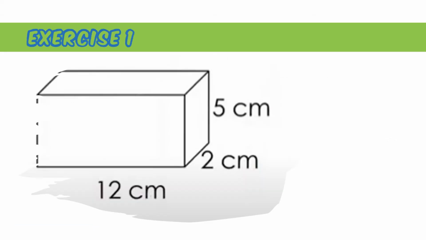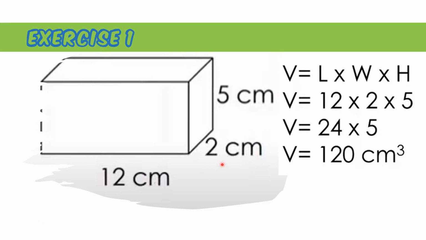Exercise number 1. Okay, let us find the volume. So, the length is 12, the width is 2, and the height is 5. So, simply, in finding the volume of this figure, we use the formula volume equals length times width times height. So, it's 12 times 2 times 5. 12 times 2 gives us 24 times 5. So, multiply 24 times 5, that is 120 centimeters.